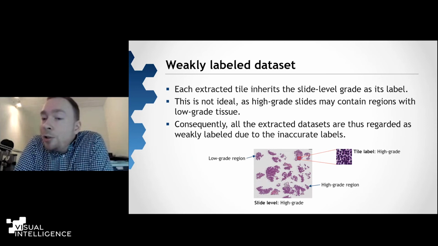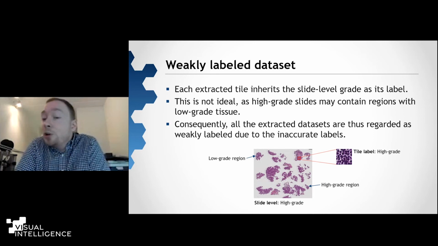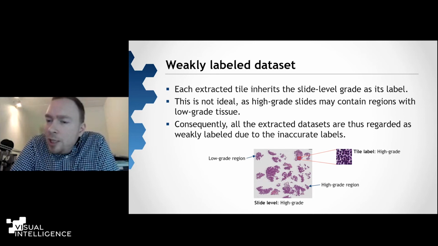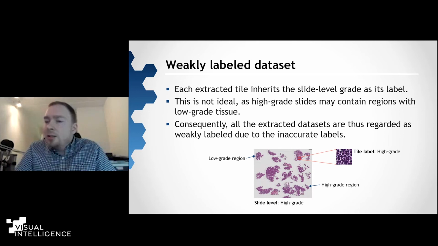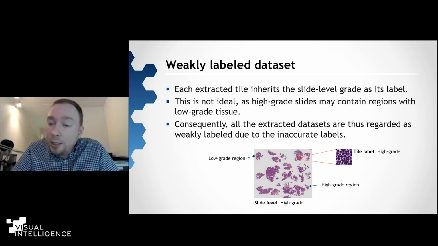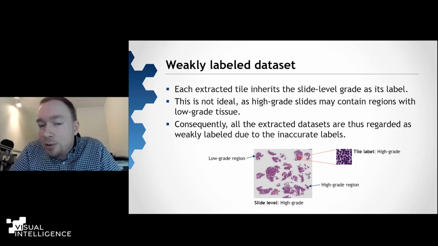Through the Stavanger University Hospital, we have access to a large set of whole slide images with corresponding gradings. However, we do not have any annotations to where in the image the low and high grade regions are located. Instead, each extracted tile will inherit the slide level grade as its label. However, this is not ideal, as high-grade slides may contain regions of low-grade tissue, and consequently, all of the extracted data sets are thus regarded as weakly labeled due to the inaccurate labels used.